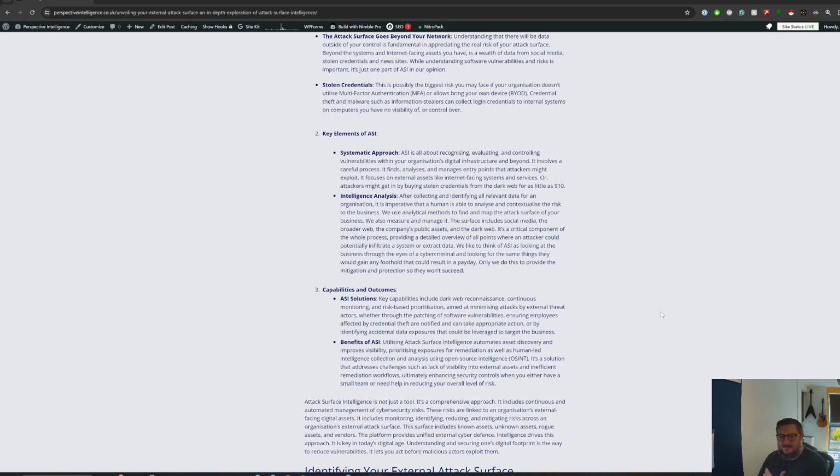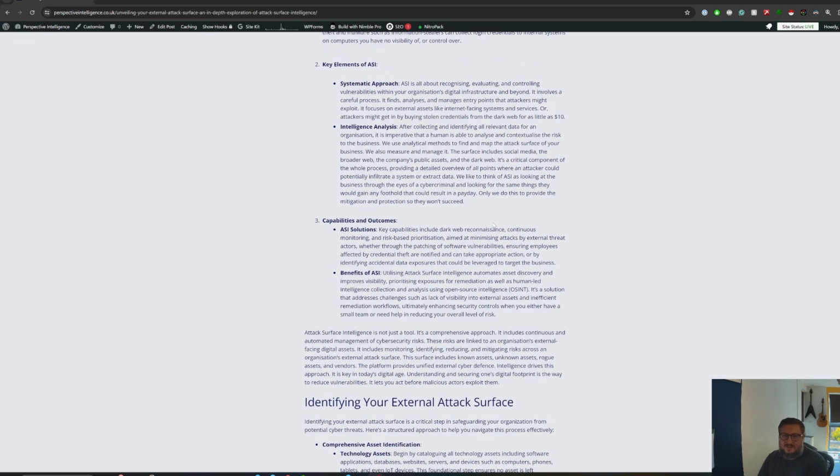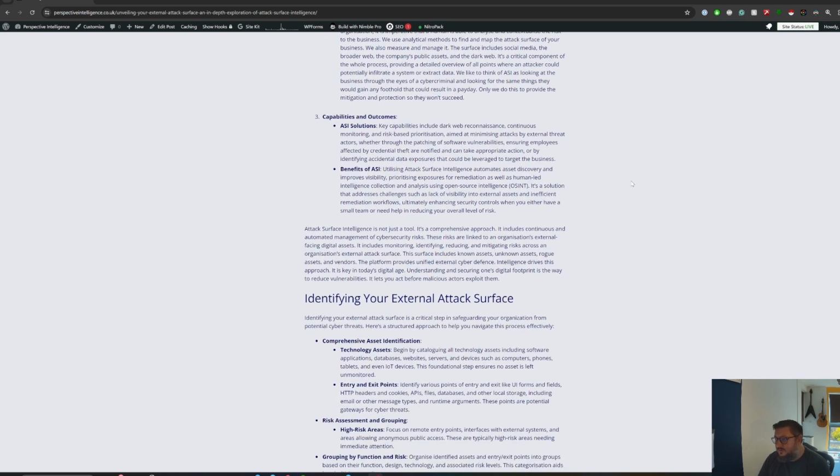And that's the kind of systematic approach that we're taking at Perspective Intelligence. I touched on intelligence analysis as well with that, and what I mean. So we're taking all that data, we're analysing it, we're inferring the context, and then we're going to produce a report which has outcomes that we need to see in order to try and mitigate or remediate against a specific threat. So in terms of solutions, which is the next point, that includes things like doing dark web reconnaissance.